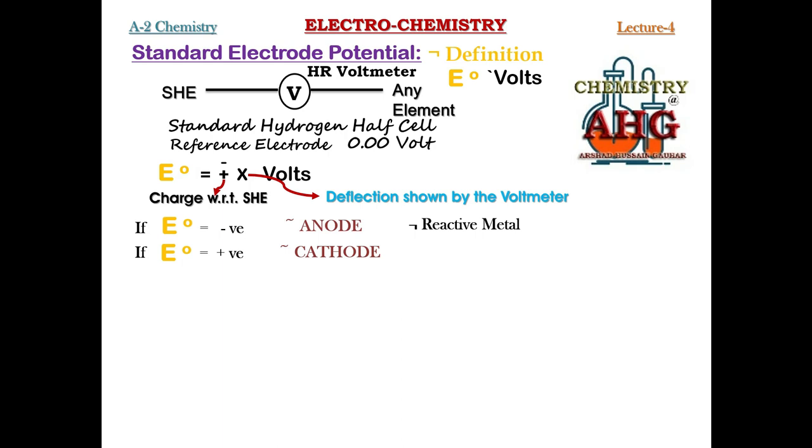There can be two types of elements. One type of element can be either less reactive metal or non-metals. Whenever we are having a less reactive metal or a non-metal, then that half cell would become cathode and it would get positive charge, supporting reduction.